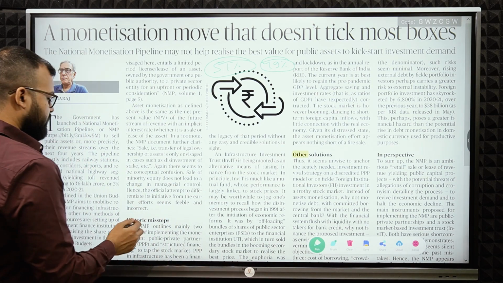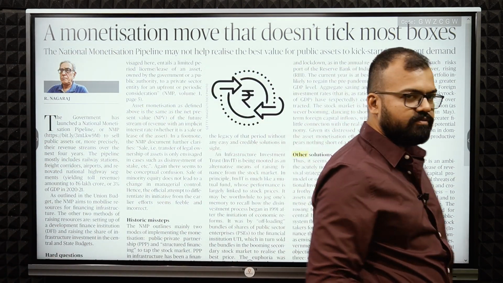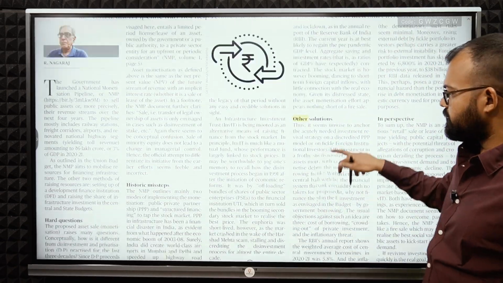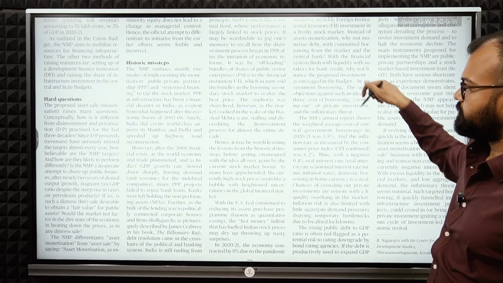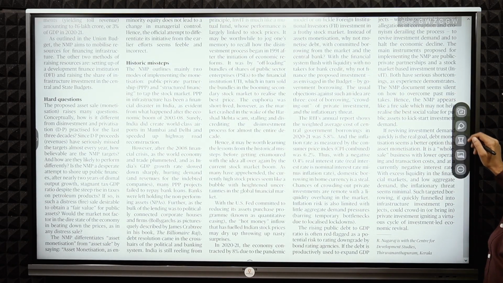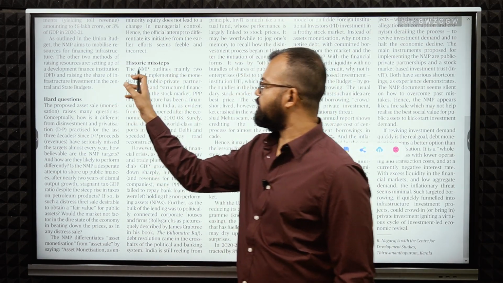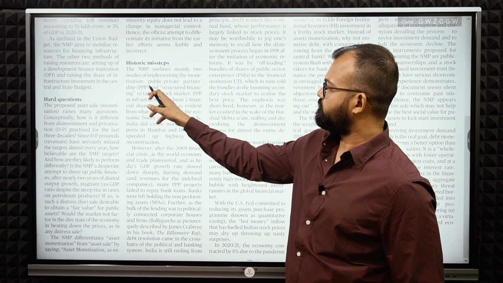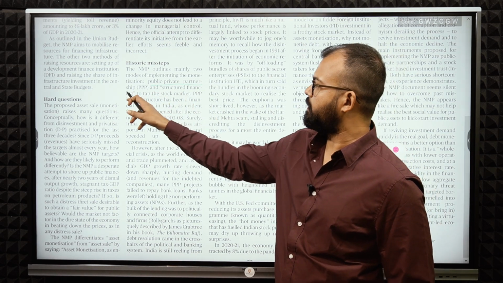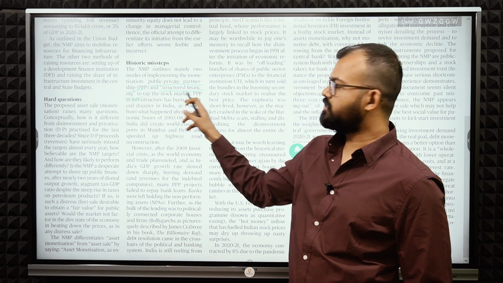So this is the main argument. It is clear that it is not the sale of public assets, it's simply that they are giving them on lease. Now here, this is how you have to see historical missteps. The NMP outlines mainly two modes of implementation of monetization. First is PPP, public-private partnership, and second is structured financing to tap the stock market.